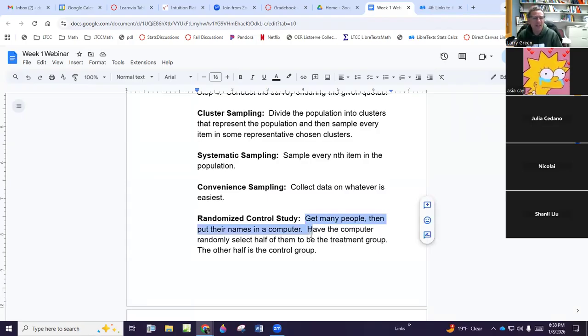That is you get many people, you put their names in a computer, and have the computer randomly select, say, half of them to be the treatment group. And the other half is the control group.